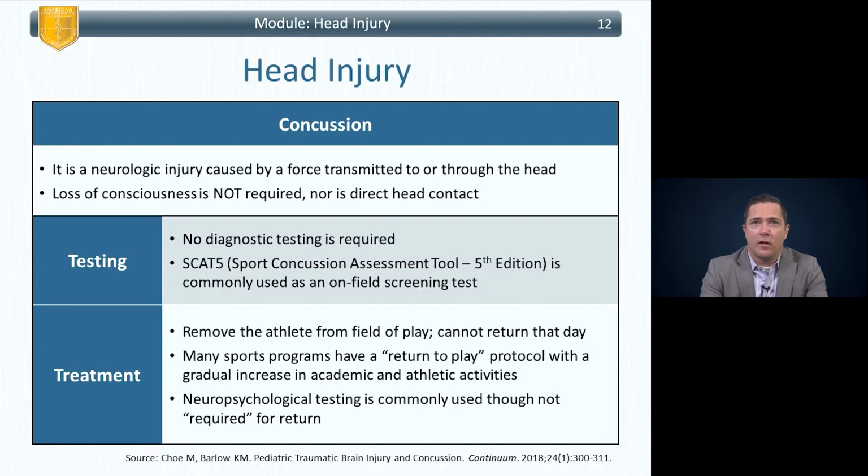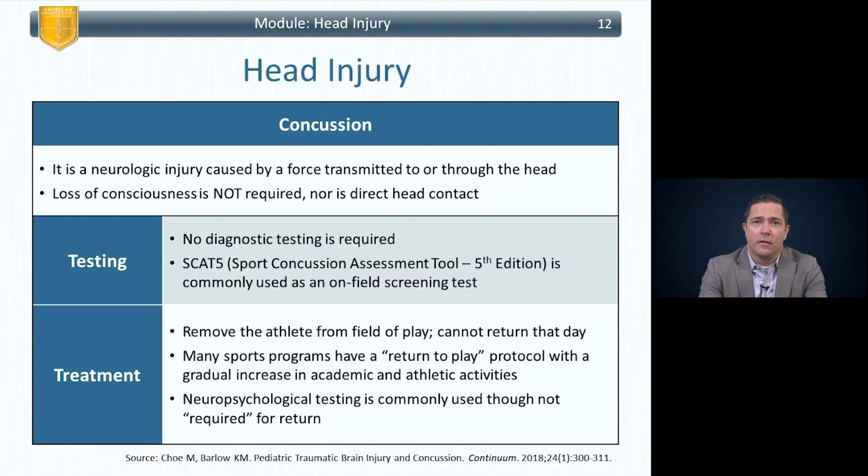A concussion is a neurologic injury caused by a force transmitted to or through the head. Loss of consciousness is not required, nor is direct head contact. Anything that pushes a force to or through the brain that causes transient neurologic deficits can be considered a concussion. There's no specific diagnostic testing required. It is a clinical diagnosis. There is testing that can be done on field. One of those includes the Sport Concussion Assessment Tool 5th edition, or SCAT-5, which is commonly used as an on-field screening test to help a physician or trainer determine if a concussion could have occurred.